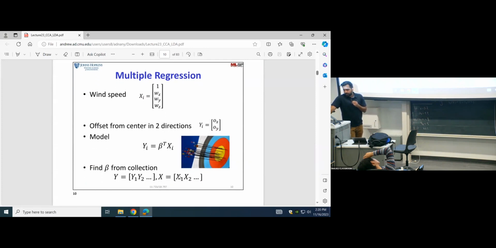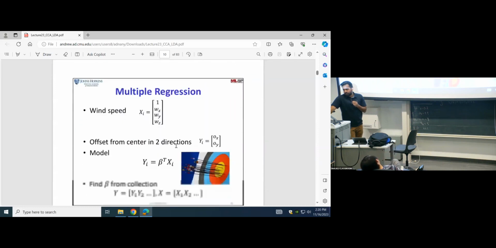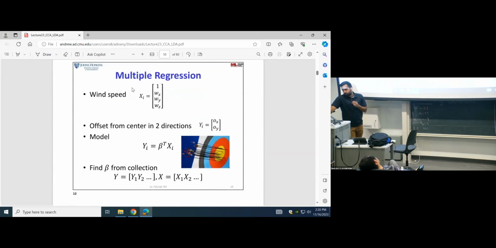Find the feature vector x, like xi is the wind speed, and yi is the offset, right? So you have a wind speed feature vector and offset label, a 2-dimensional label, and you can collect them.